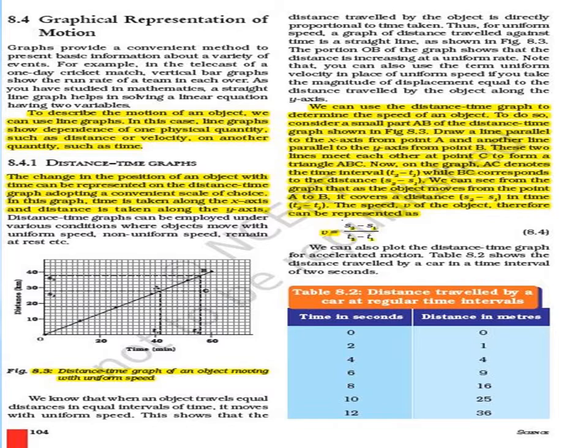Time interval means the difference between two times, so T2 minus T1, while BC corresponds to the distance S2 minus S1, and this BC represents the distance covered during this time interval, that is T2 minus T1, and so the distance covered will be S2 minus S1. Here it is S2 and here it is S1. The picture is a little blurred, so you can take the help of your book.